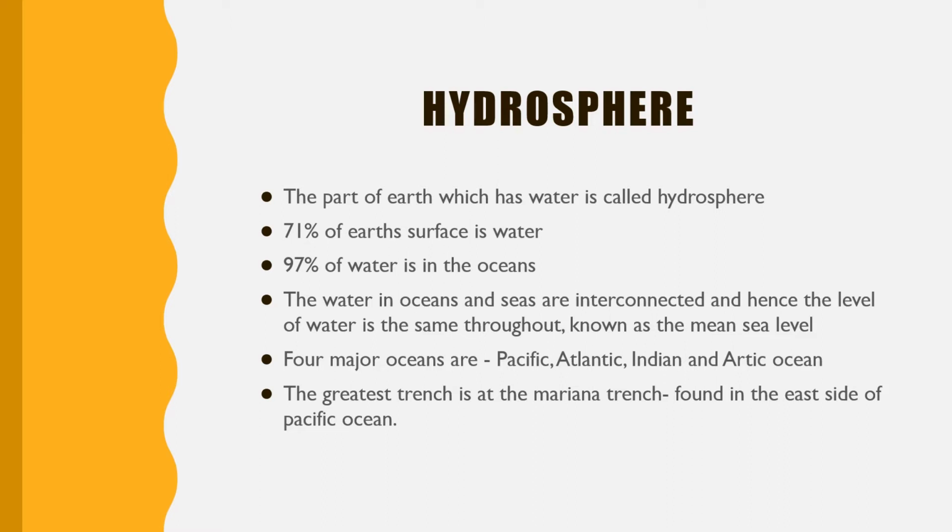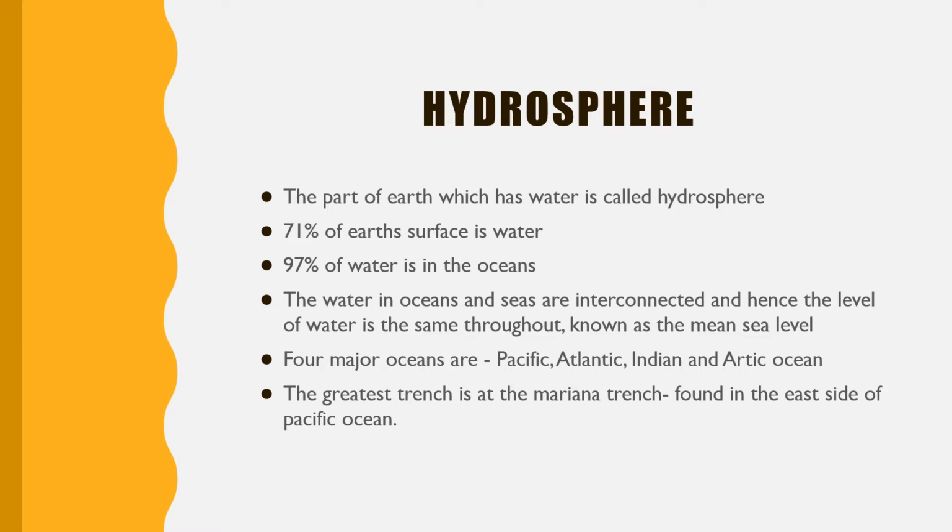Hydrosphere. The part of the earth which has water is called the hydrosphere. 71% of the earth's surface is water. 97% of the water is in the oceans. The water in the oceans and the seas is interconnected. Hence, the level of water is the same throughout and is known as the mean sea level.